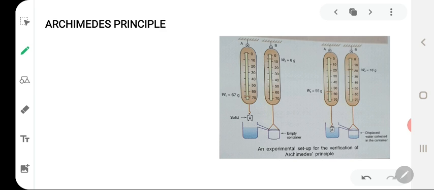Archimedes principle. Archimedes principle is also known as the law of buoyancy. Now this principle was discovered by Archimedes, who was a famous mathematician, physicist and philosopher. So what is Archimedes principle?